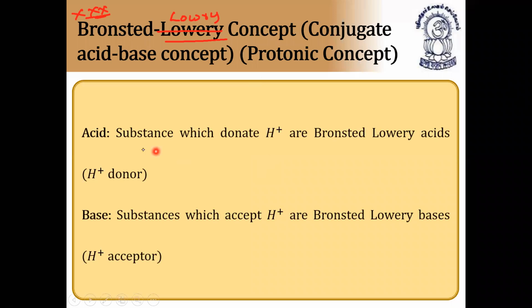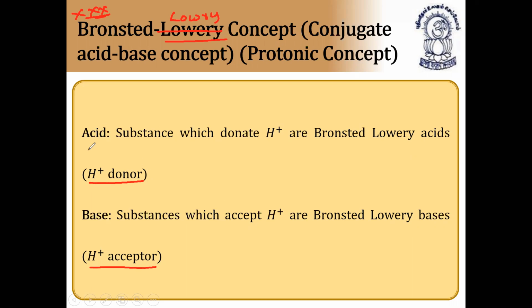Let us start now. According to the Bronsted-Lowry concept, substances which donate H plus ions are called Bronsted-Lowry acids, H plus donors, and substances which accept H plus ions are called Bronsted-Lowry bases. So H plus donor is called acid and H plus acceptor is called base. Very simple. To get a Bronsted acid, add H plus, and to get a Bronsted base, subtract H plus.